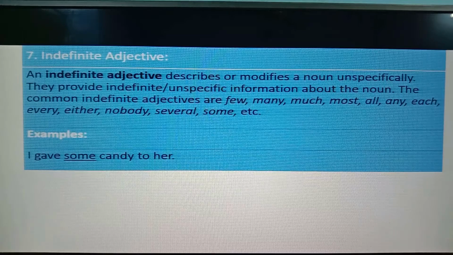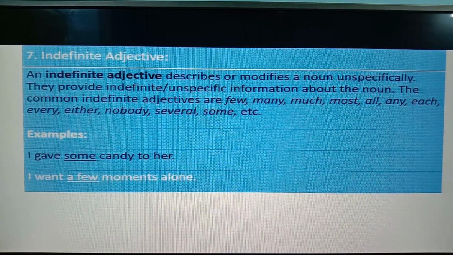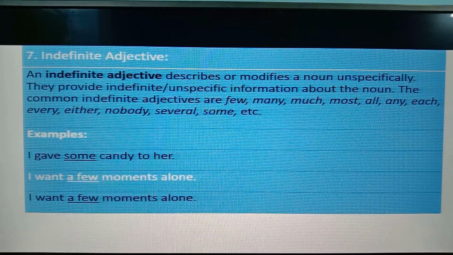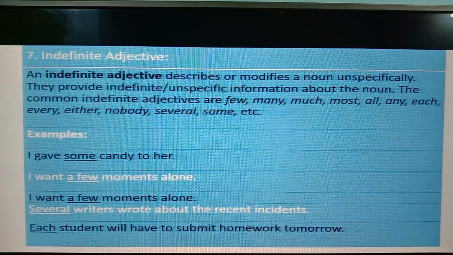Examples: I gave some candy to her. I want a few moments alone. Several writers wrote about the recent incidents. Each student will have to submit homework tomorrow.